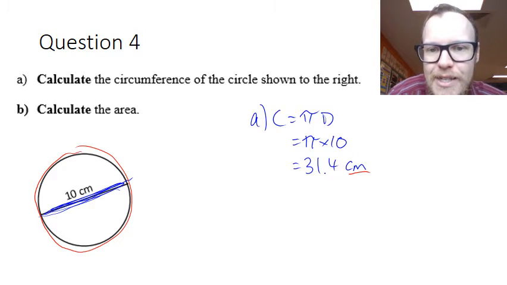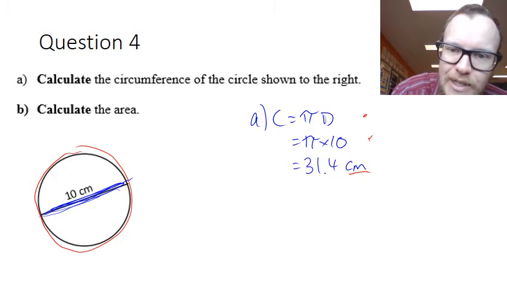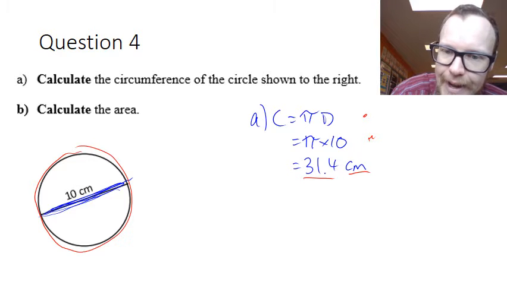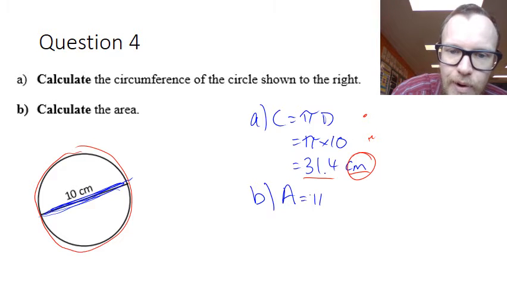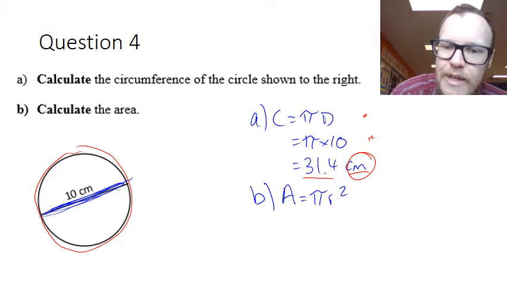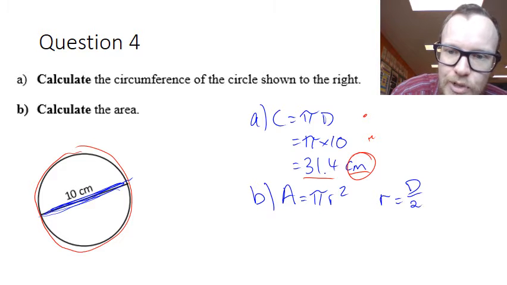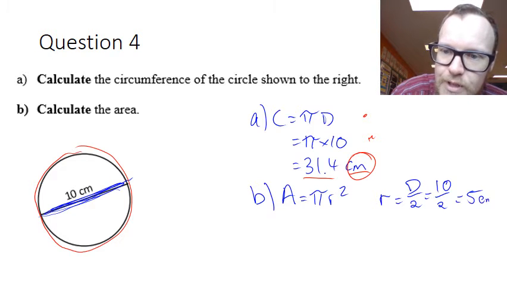That means the units are centimetres. Once again, formula, substitute, answer, and units. For B, we're asked to calculate the area. The area of a circle is equal to pi r squared. Now, r in this instance is going to be equal to the diameter divided by 2, which is 10 divided by 2, which is going to be equal to 5 centimetres.